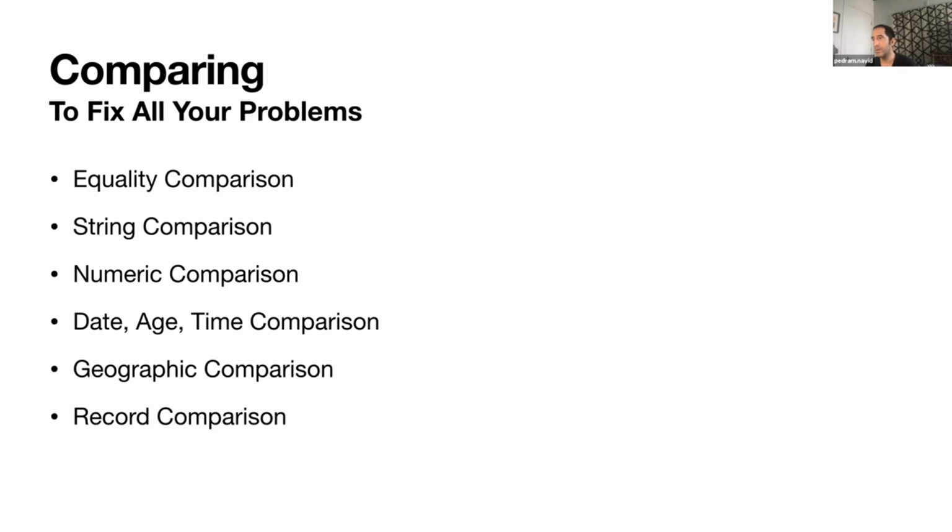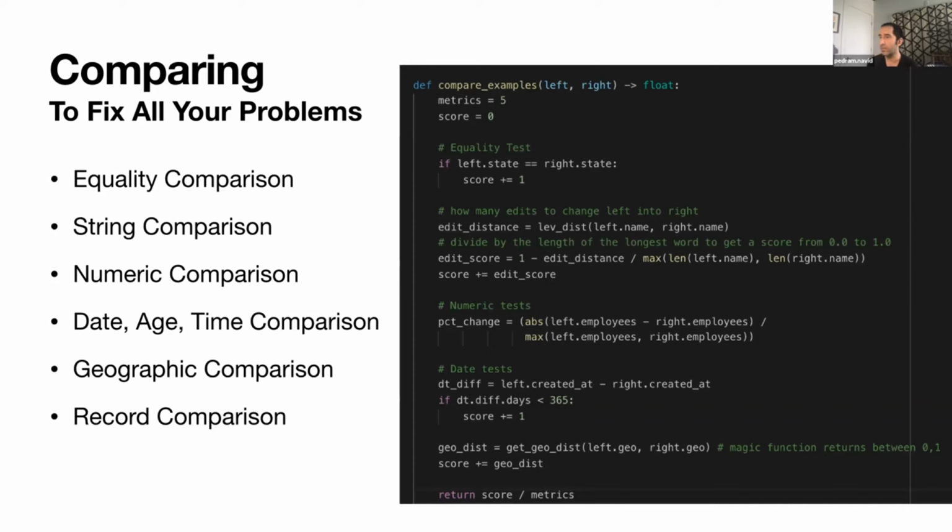You can do numeric comparisons. I have a slide here on some examples. You can do things like, are the number of employees close enough? Are they within 25% between these 2 sources? You can do dates, ages, times. Like, are they both created around the same time? Or both companies incepted at the same time?